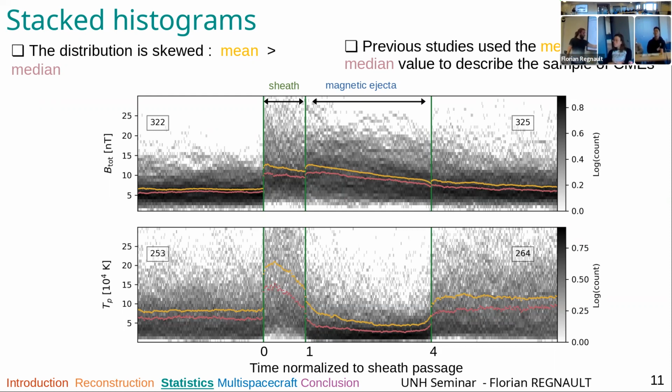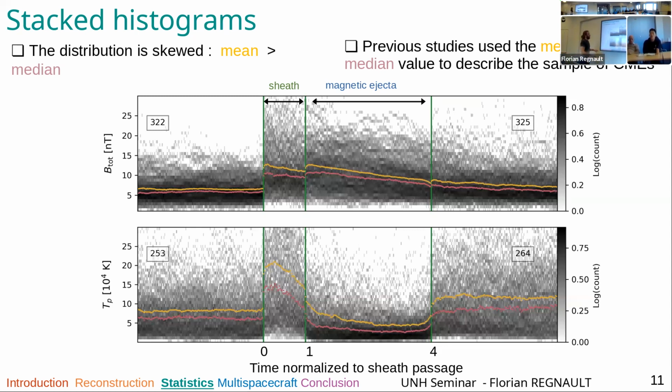But what you can see is that, again, if you focus on the temperature inside the magnetic ejecta, the mean and the median do not match very well with this very dark part that you can see here. That means that if you use, for instance, the mean or the median value inside the profile, you will overestimate what you define as the most probable value of the temperature inside the magnetic ejecta. Was that clear?